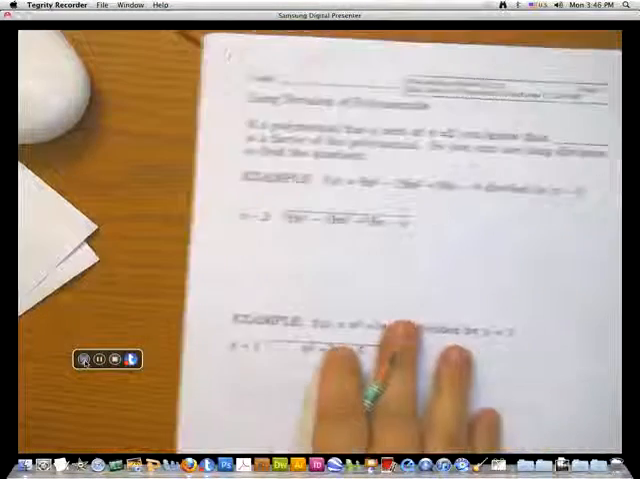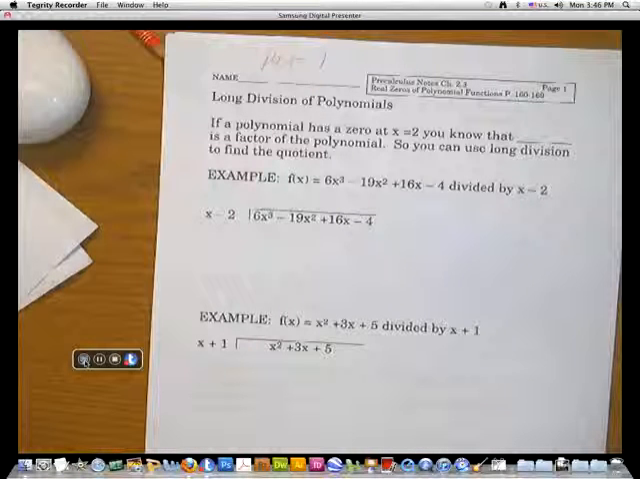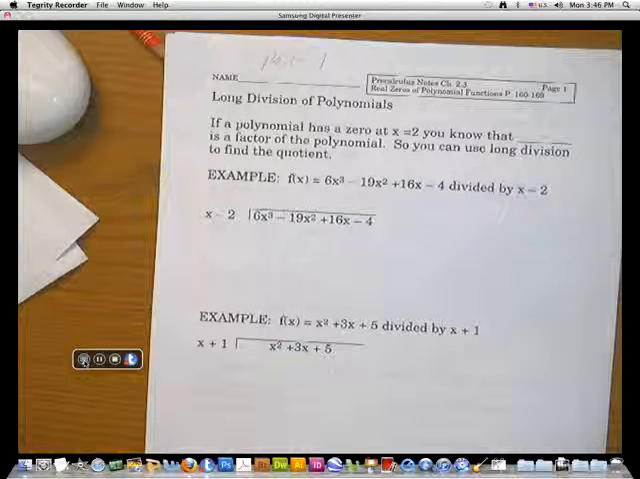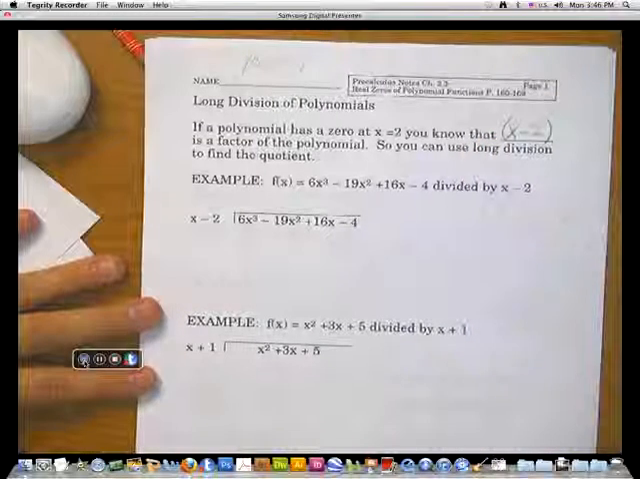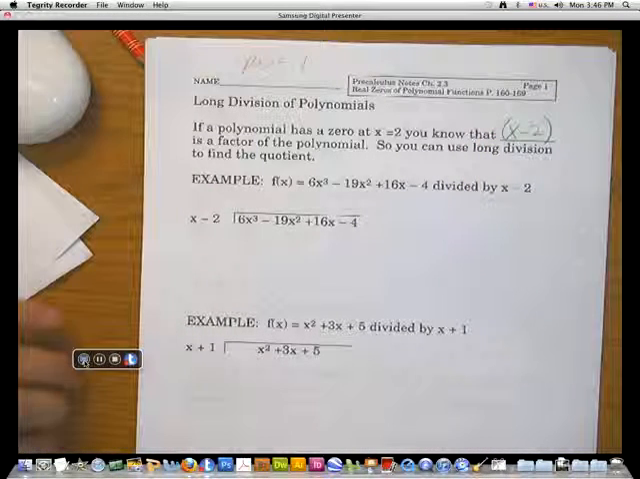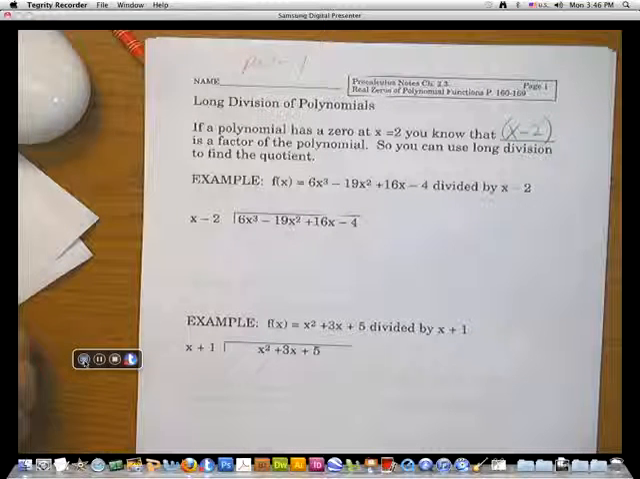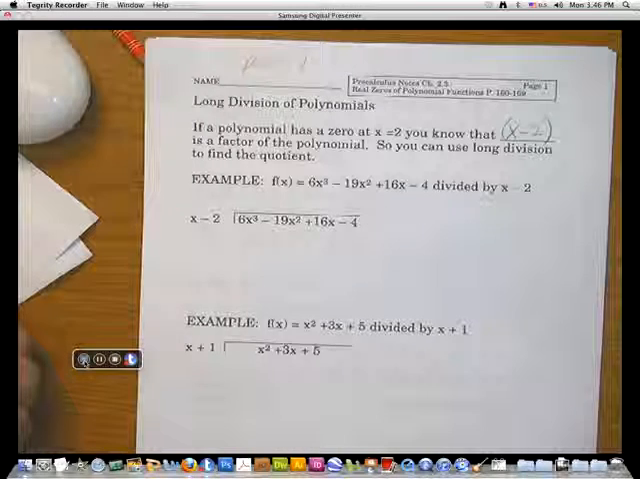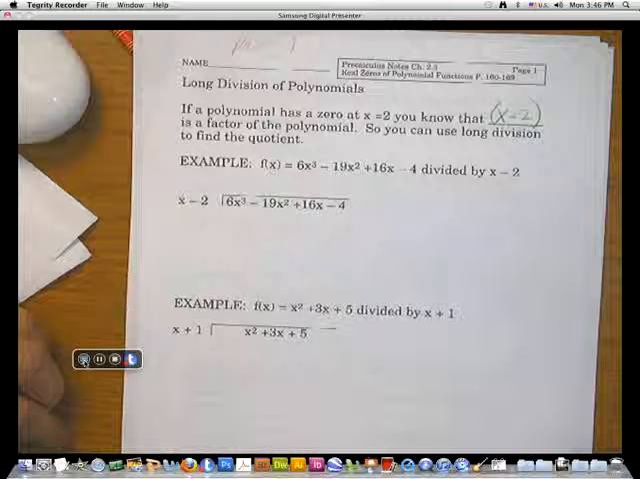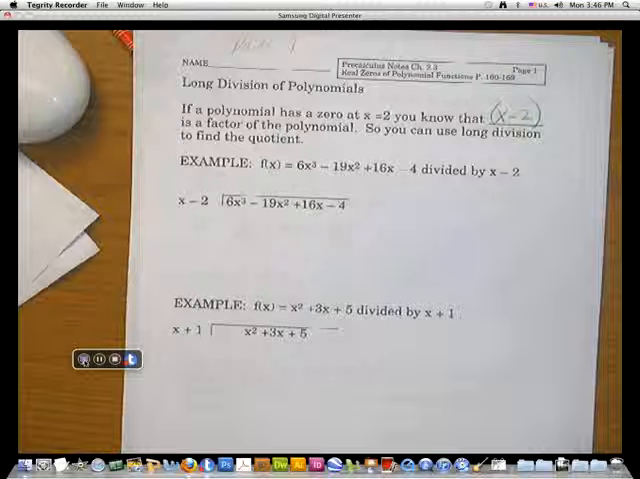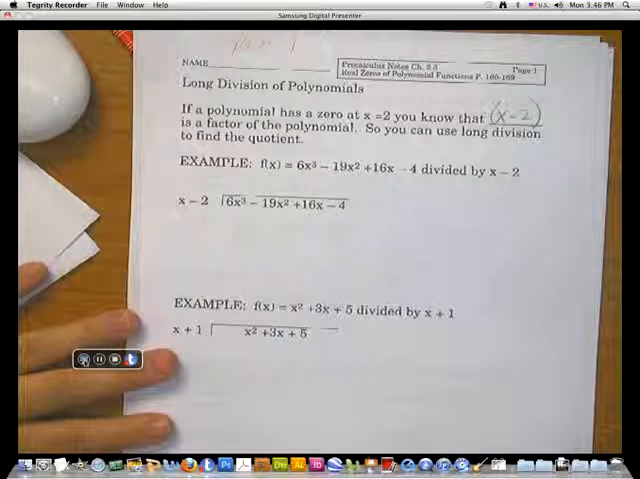2.3, Part 1. We're going to look at long division of polynomials. If you're told a polynomial has a 0, specifically, and for this example, x is 2, then you know the factor was x minus 2. So if we know a factor, we can use long division to find the rest of the polynomial. This is just another way to factor things down, to be able to solve things, is to divide out a factor to get what's left over.